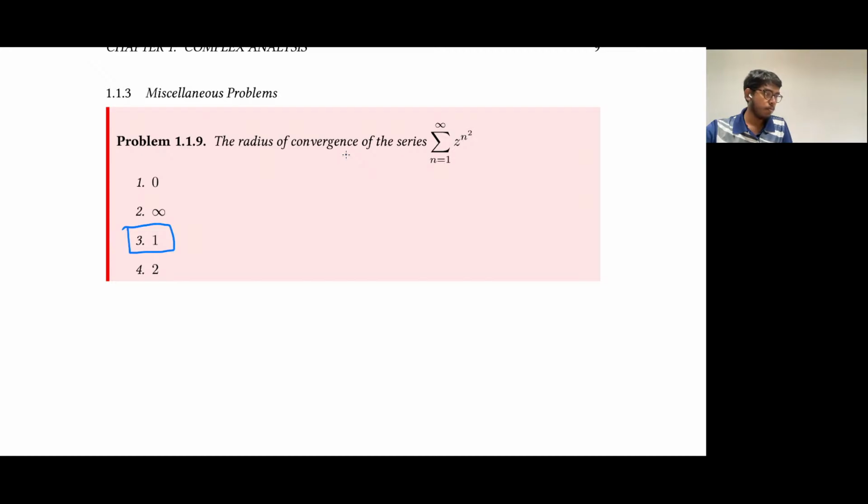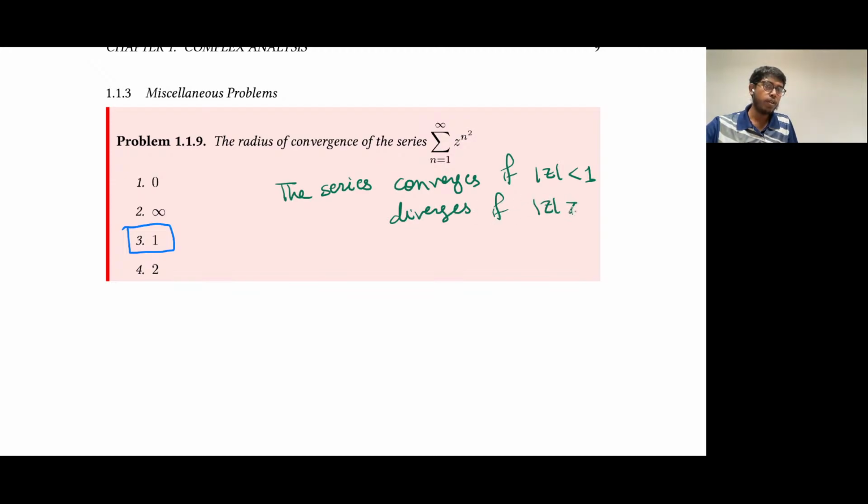That's not very difficult. Basically, we need to prove that the series converges if mod z is less than one, and diverges if mod z is bigger than one. If mod z is less than one, then this series converges, and if mod z is bigger than one, then this series diverges. These two will say that the radius of convergence is 1.